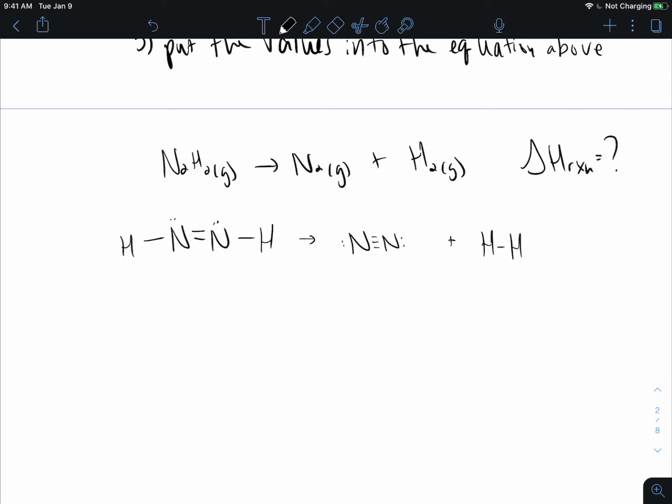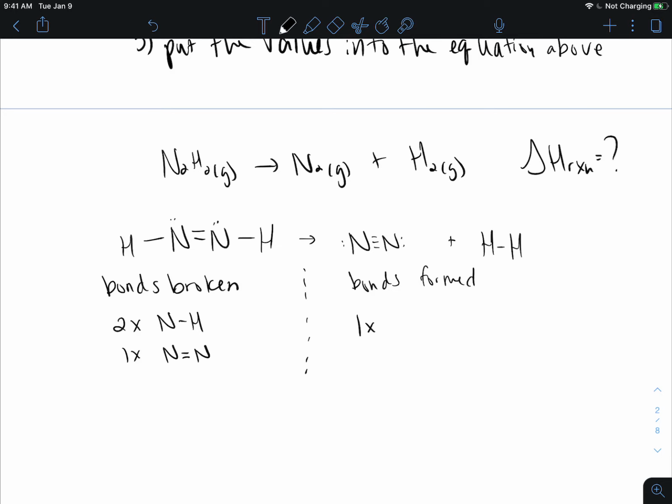So we see on our bonds broken side, or our reactant bonds, we have 2 NH single bonds and 1 NN double bond. Bonds formed: we have 1 nitrogen-nitrogen triple bond and 1 hydrogen-hydrogen single bond. So we then go into a bond enthalpy table. There's one on your PowerPoint if you want to watch and play along.